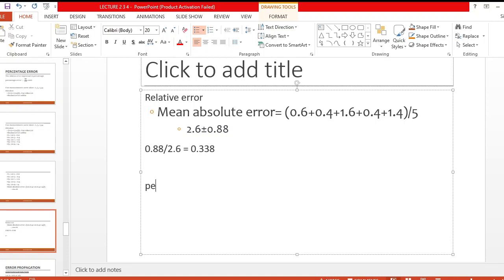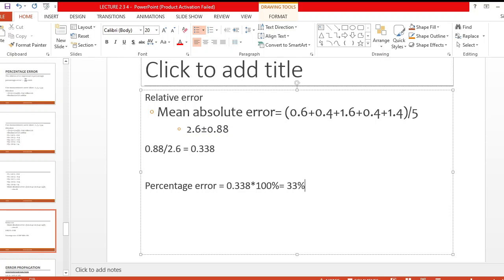Percentage error. Percentage error is just the relative error which you have found here, 0.338, multiplied by 100%, and what you are getting after multiplying by 100 is 33%, and this is an error which we are calling a percentage error.